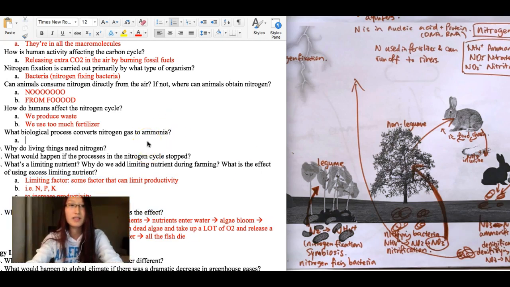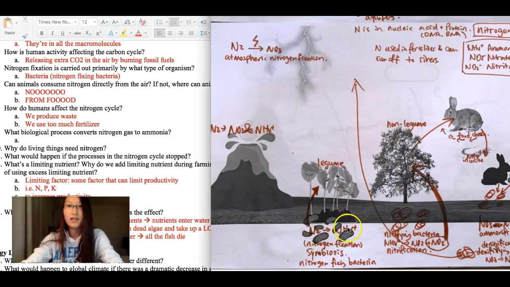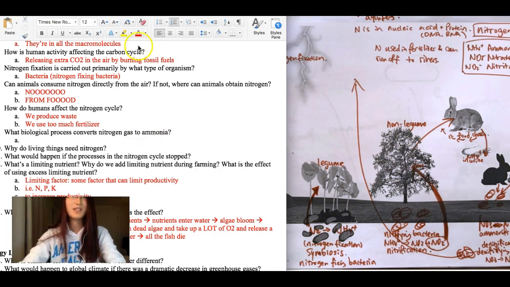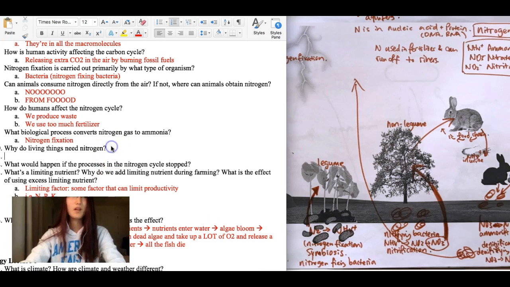So what biological process converts nitrogen gas into ammonia? Right here, nitrogen gas to ammonia. What is it called? Nitrogen fixation. I don't even know how many times we've said this. Nitrogen fixation. Why do living things need nitrogen? For nucleic acids and proteins. So DNA, RNA, enzymes. Okay, it's good enough. All right.